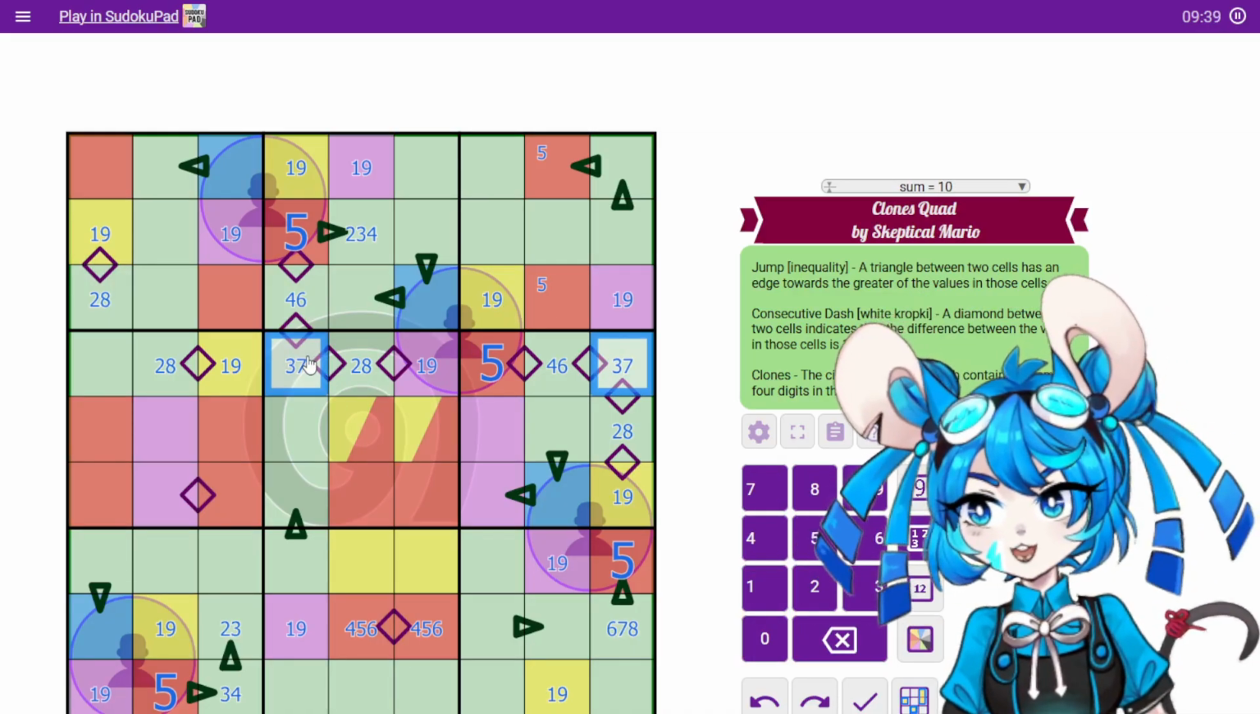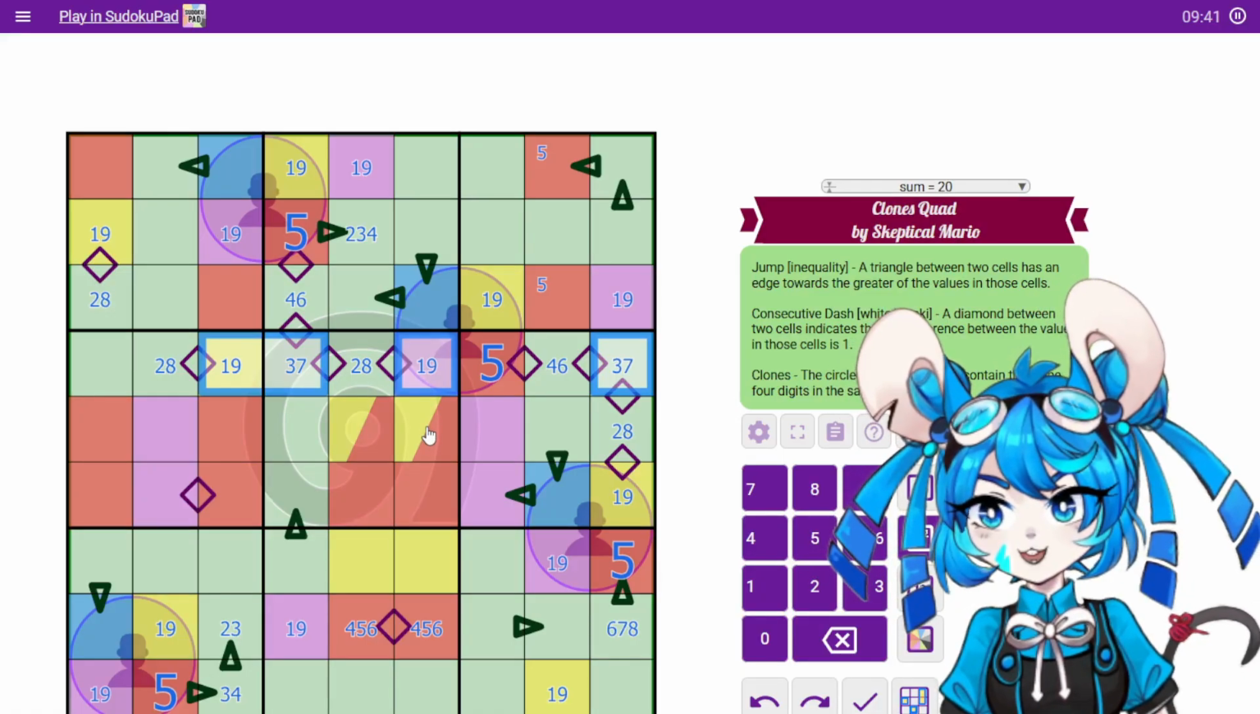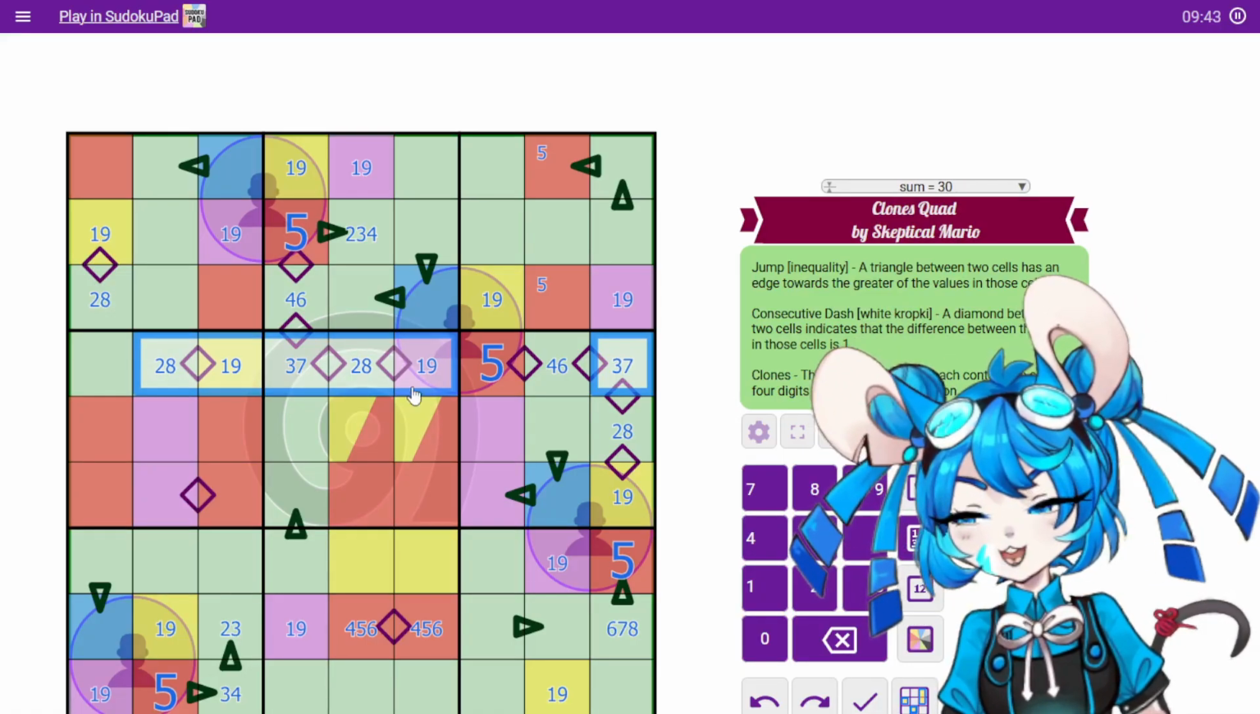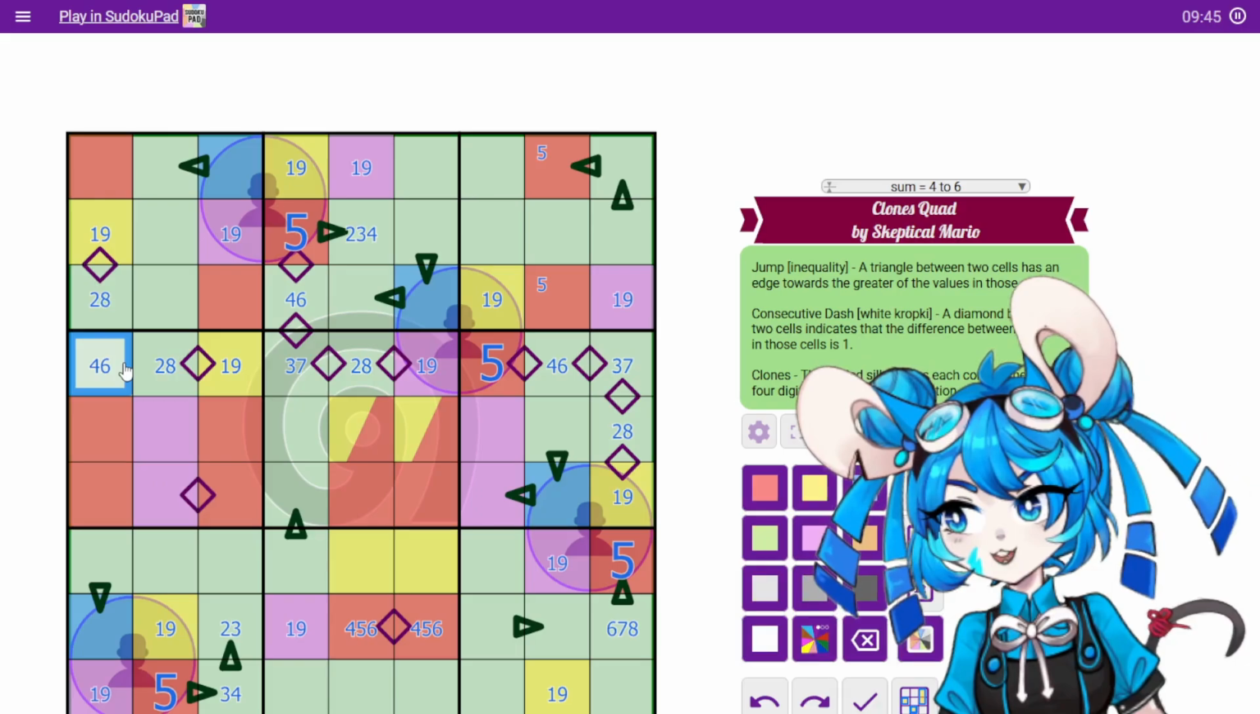We have a 3-7 pair here. We have a 1-9 pair. We have a 2-8 pair as well. So this is 4 or 6.